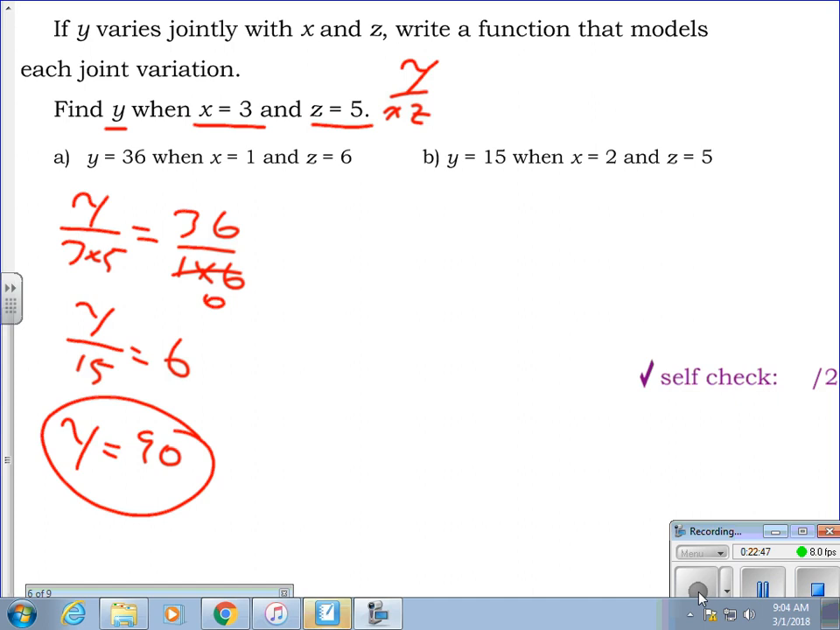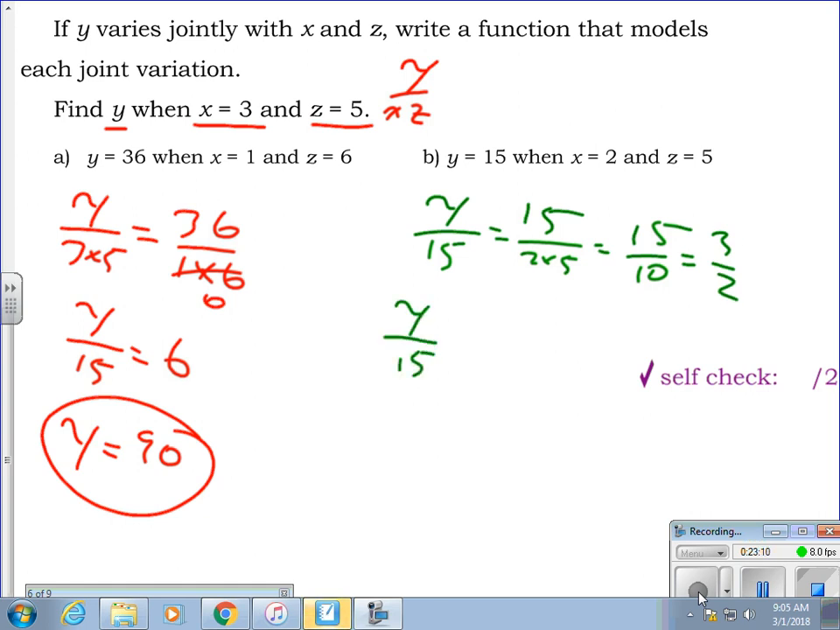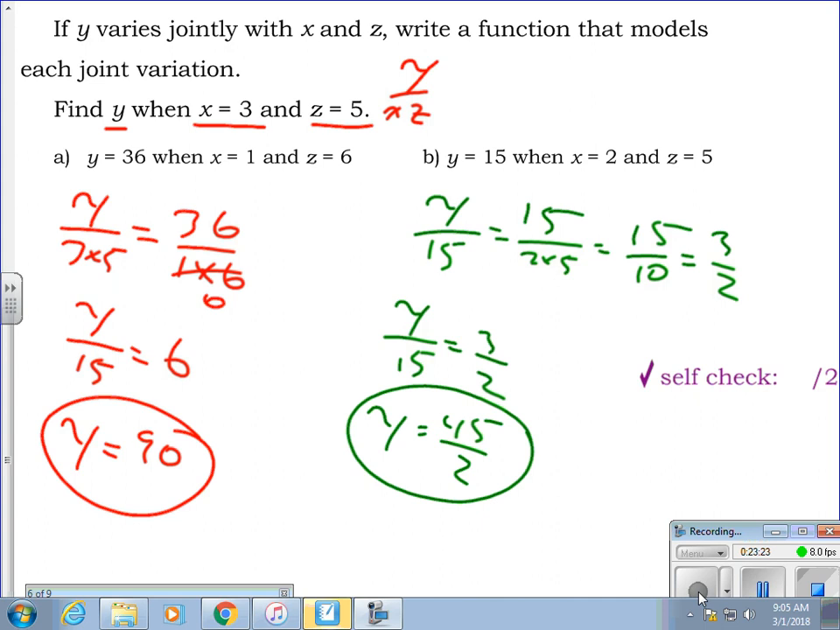Next one, do the same thing. Y over 15 equals 15 over 2 times 5. 15 over 10, which is 3 over 2, my bad. So I get y over 15 equals 3 over 2. Cross multiply, or just multiply both sides by 15. Y equals 45 over 2. Okay?